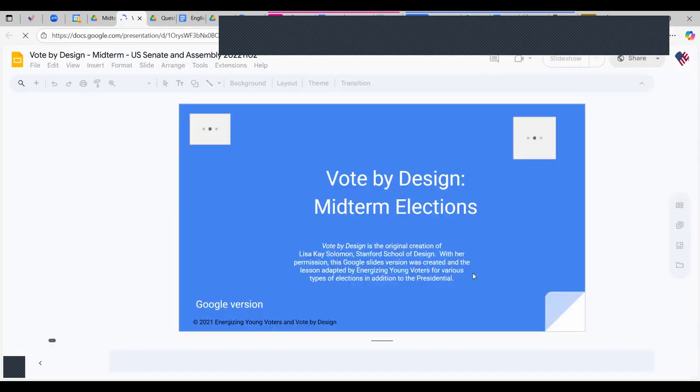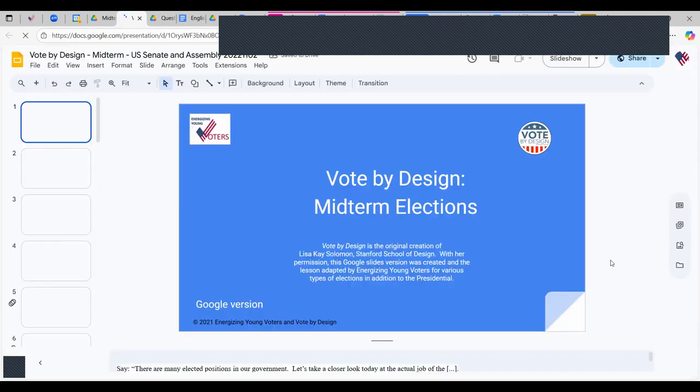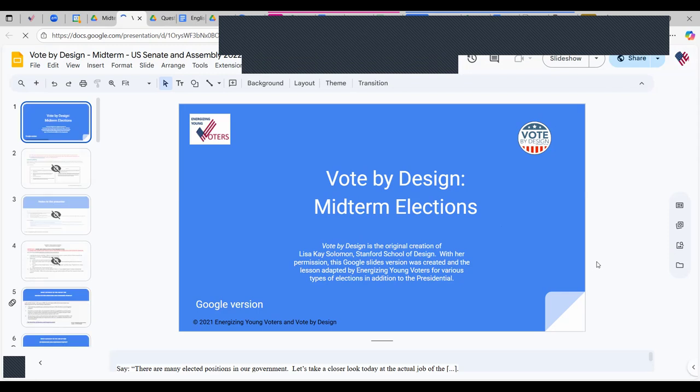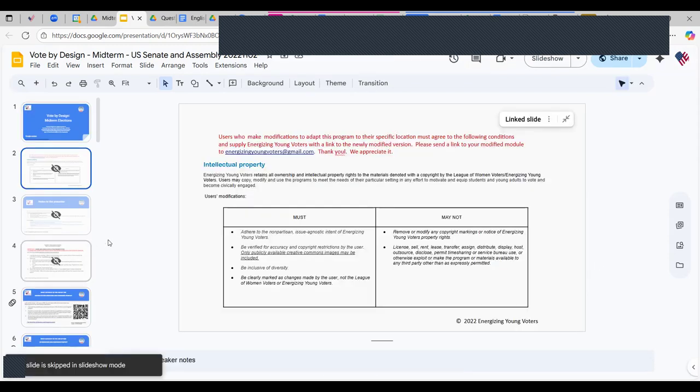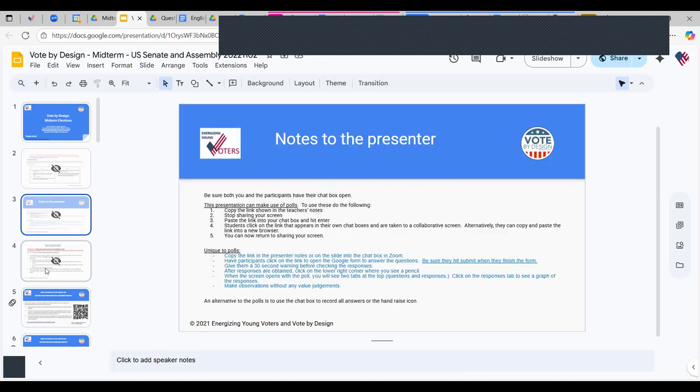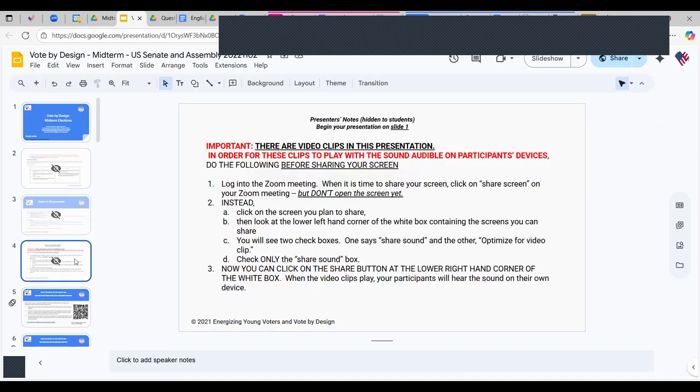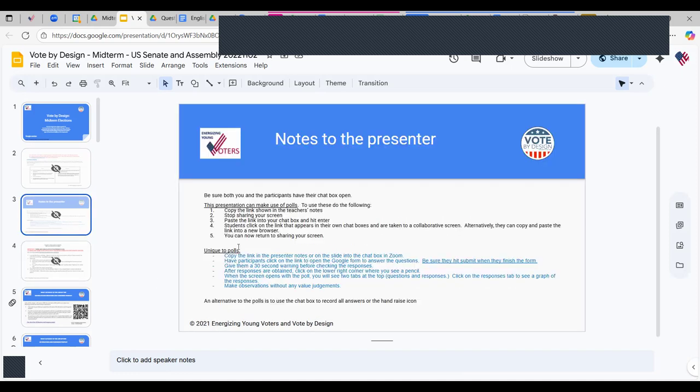Again, while we're doing so, you're going to see some things that you might need to change for your particular state. So again, there is the agreement that you're going to use the materials appropriately. And in this lesson, there are 2 pages that are notes to the presenter.